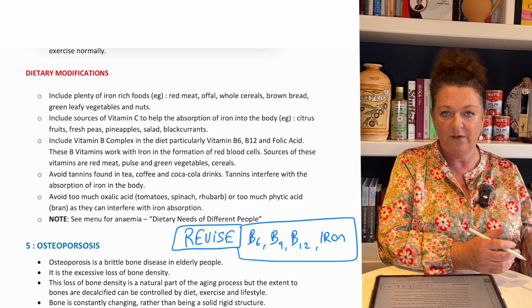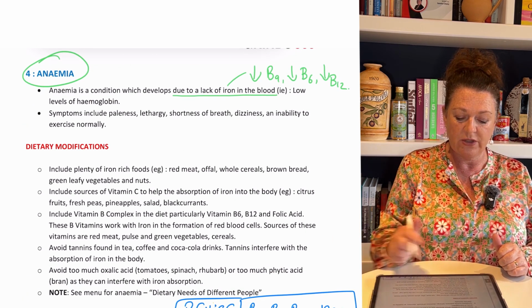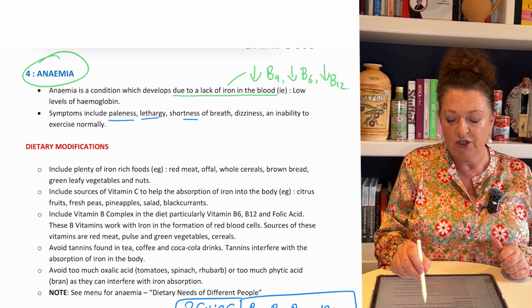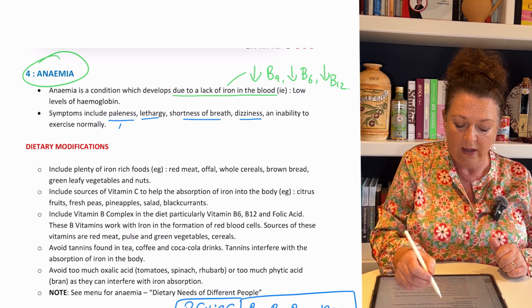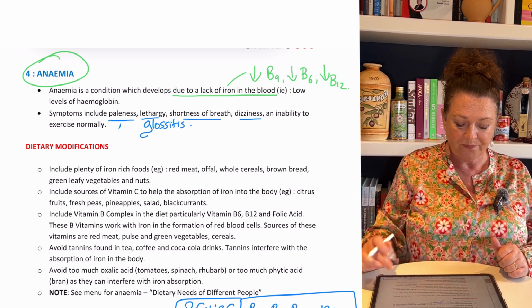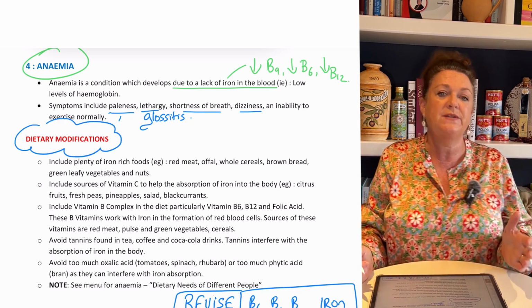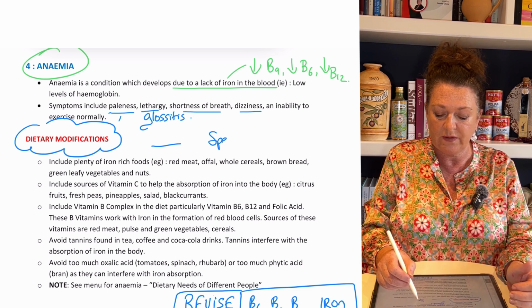But be specific as to what type of anemia we're talking about. Paleness of skin, lethargy, which is tiredness, shortness of breath, dizziness, inability to exercise normally, and I'm just going to add in there glossitis. Now, dietary modifications is the same as specific dietary requirements.